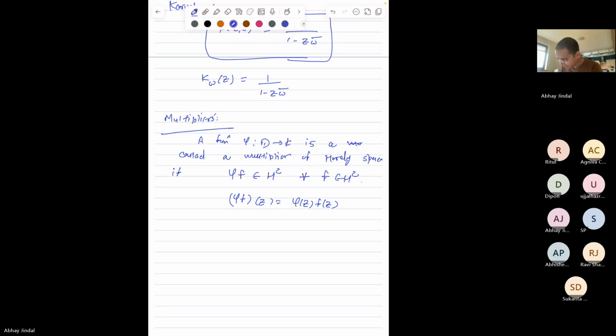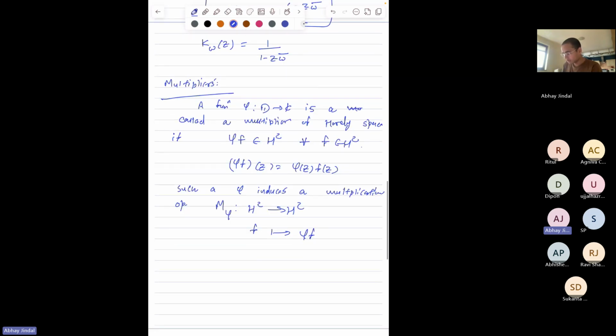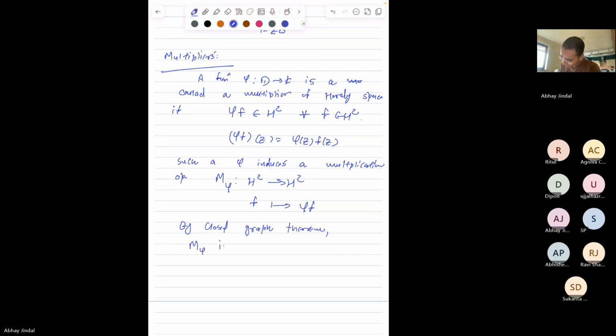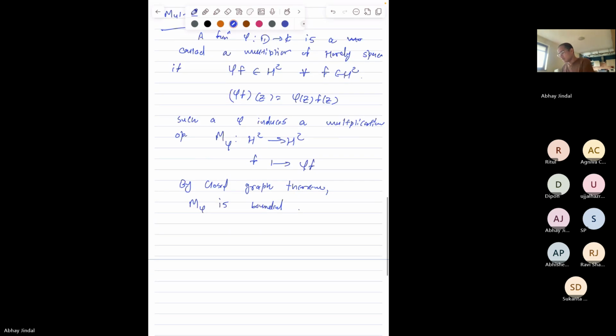Such a phi induces a multiplication operator, and we shall denote it by M_phi from H^2 to H^2. How is it given? f goes to phi f. Simple. Now, by the closed graph theorem, one can check that M_phi is bounded if phi is a multiplier.